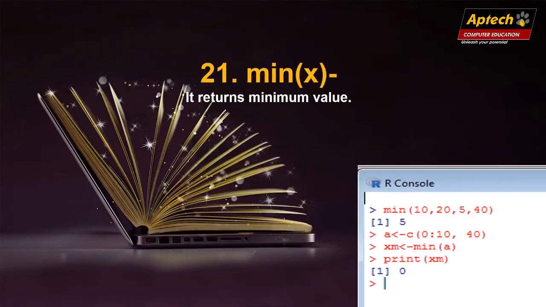Next is the min function. The job of the min function is to return the minimum value in a particular list. I'm writing here the minimum of 10, 25, 40, 5. The lowest value is 5, so the output is 5. Here c(range 0 to 10, 40): the minimum will be 0, so the output is 0.